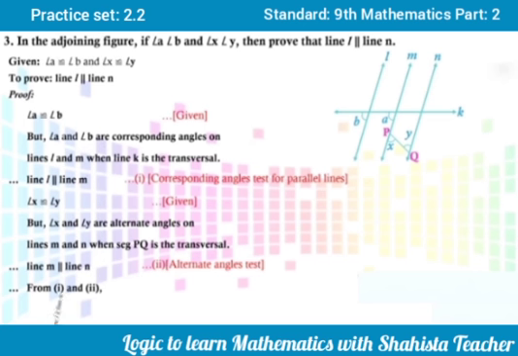So here, after this, line L parallel to line N. See this black color line? So line L parallel to line N.